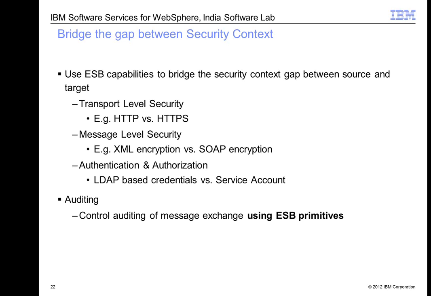So things like XML encryption versus SOAP encryption can very easily be done with an ESB, like DataPower. The LDAP-based credential versus service account, again, can be done with DataPower, Message Broker, or WebSphere Enterprise Service Bus, and so on. The next is the auditing feature. Auditing is when you want to store some more auditing information about the information exchange that happens via this Enterprise Service Bus. And we can do that using some of the ESB primitives, like the message logger primitive of WebSphere Enterprise Service Bus.